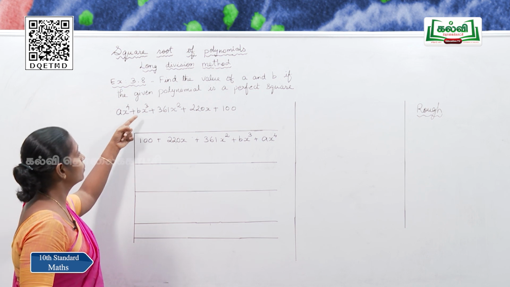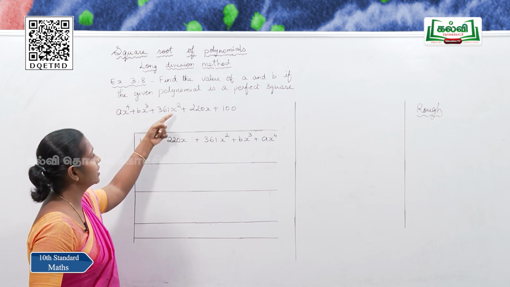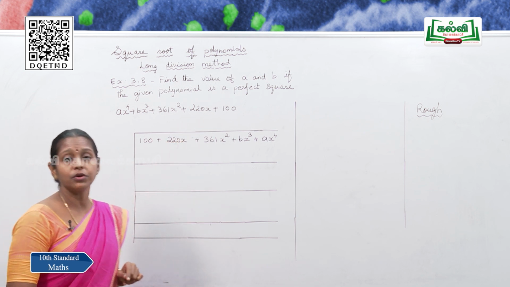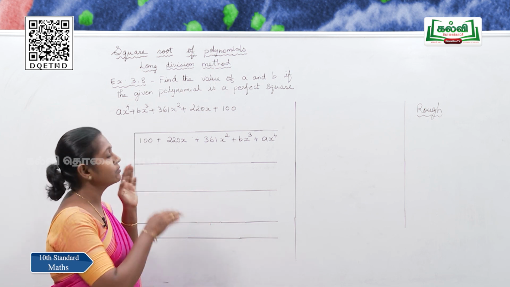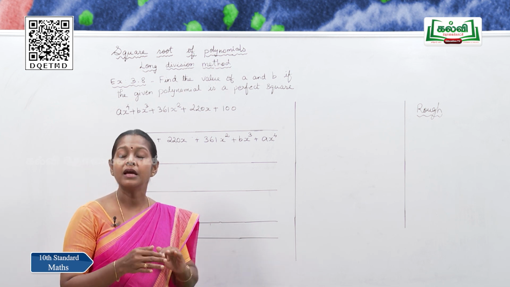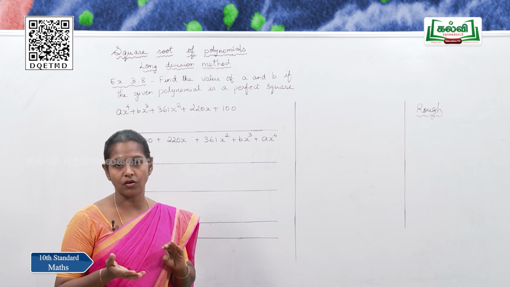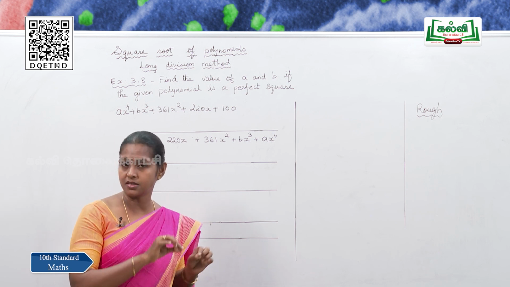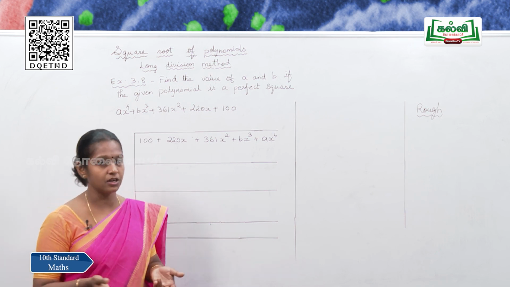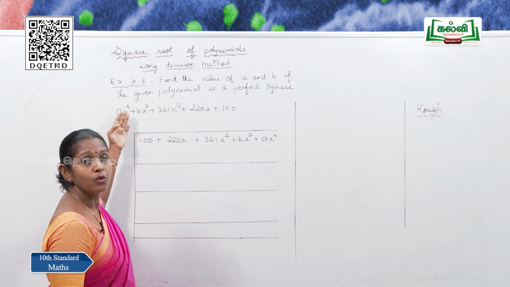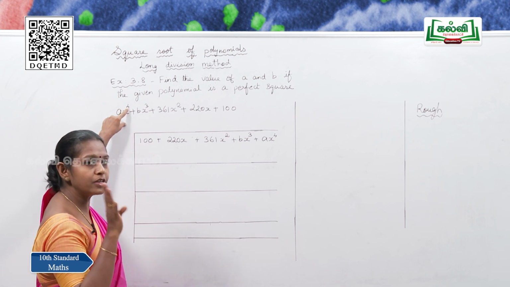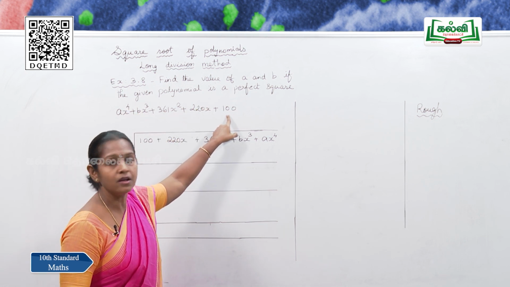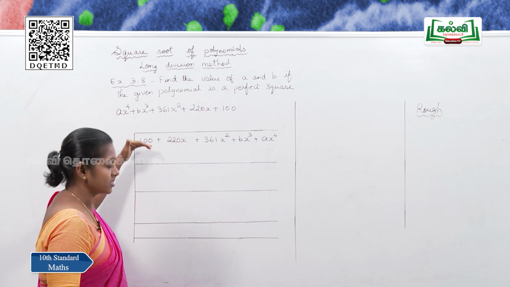Now, see this question. ax to the power 4, bx cube plus 361x squared plus 220x plus 100. What I told you in the previous class, that means we have to check whether the given polynomial is in ascending order or in descending order. I am talking about the degree of the equation. Now see this, it is in descending order. That means higher degree is 4, 3, 2, 1, and there is no x, so it is only constant.